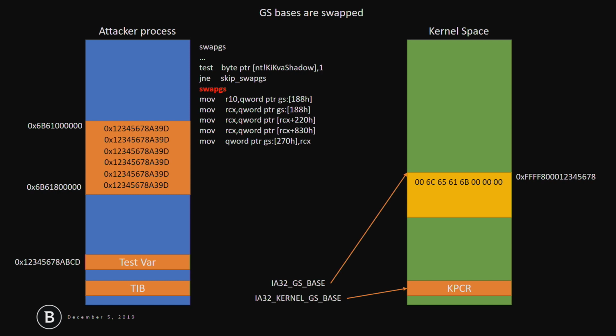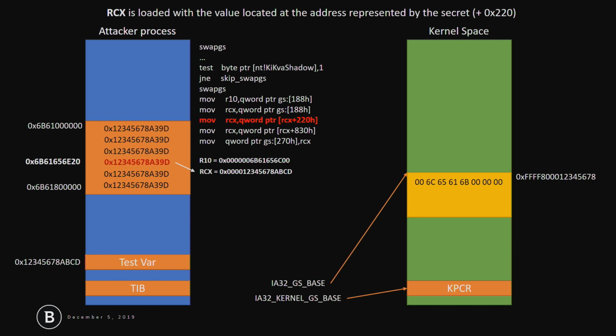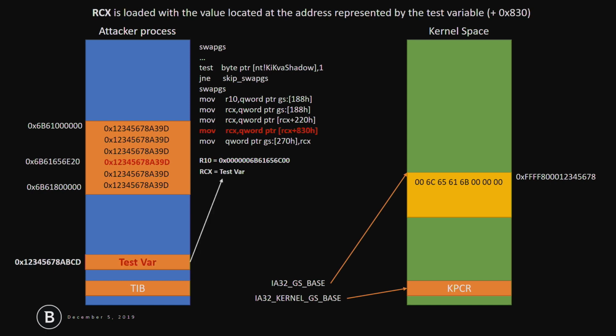GS base points to the attacker-controlled memory. And we begin to access this attacker-controlled memory. So RCX is loaded with the secret value. And then RCX is loaded with a value located at that address plus the offset 20, which in this case, you can see that the value it loads inside RCX is basically pointing to our test variable, right? And we use the following instruction, which is another indirection, another access using RCX, to basically force the test variable to get cached.